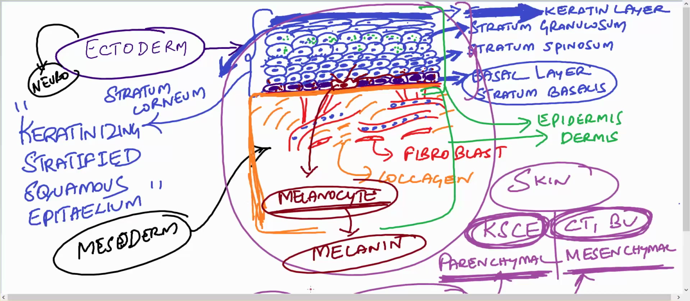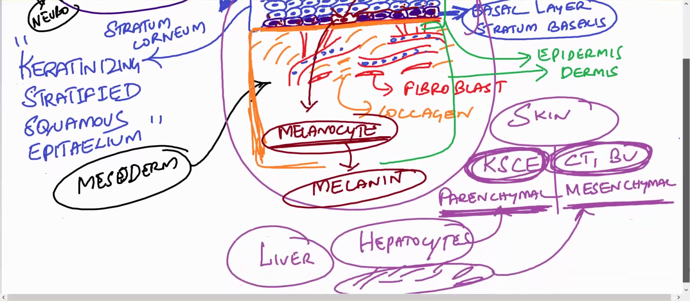I took skin as the example, and I explained the terminologies parenchyma and mesenchyma, and I explained the different layers in the skin, especially in the epidermis. In the epidermis, we have keratinizing stratified squamous epithelium. It is made up of multiple layers: stratum basalis, stratum spinosum, stratum granulosum, and keratin layer. This keratin layer is formed because these cells mature and they die. So this is the explanation for parenchyma and mesenchyma using the example of skin. Okay, now.